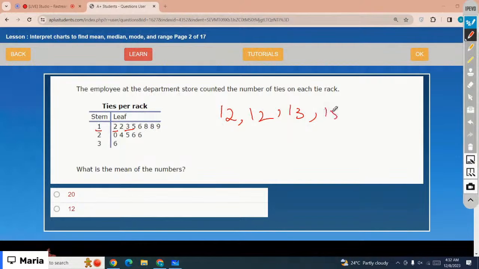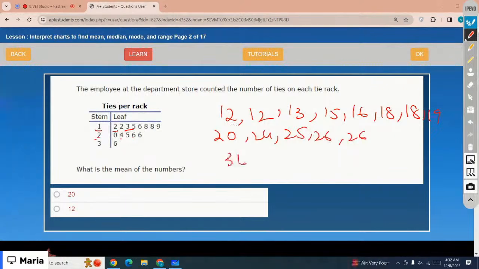The next ones are 15, 16, 18, 18 and 19. This is for stem 1. Now for stem 2: 20, 24, 24, 25, 26, 26. You need to calculate the mean of the values, so we need to add up all the values. Let me add and see the mean. 12 plus 12 plus 13 plus 15 plus 16 plus 18 plus 18 plus 19 plus 20 plus 24 plus 25 plus 26 plus 26.